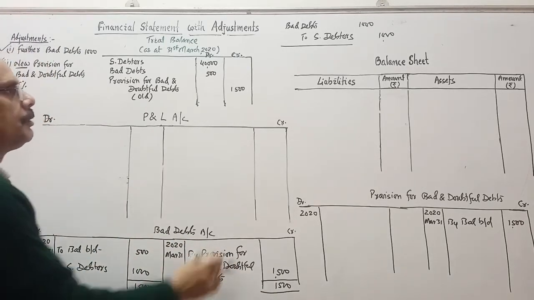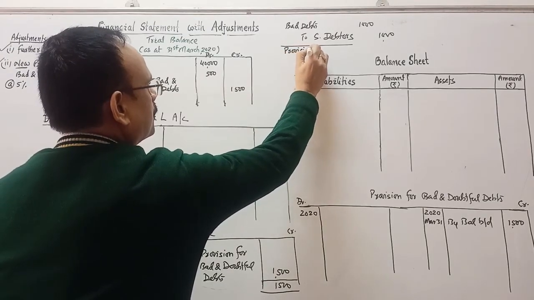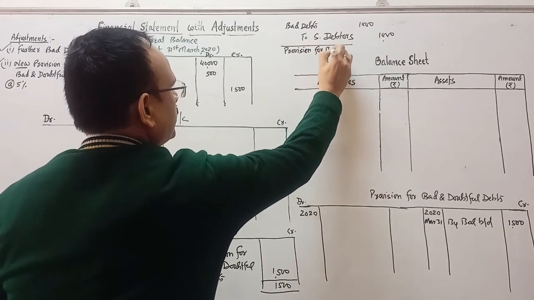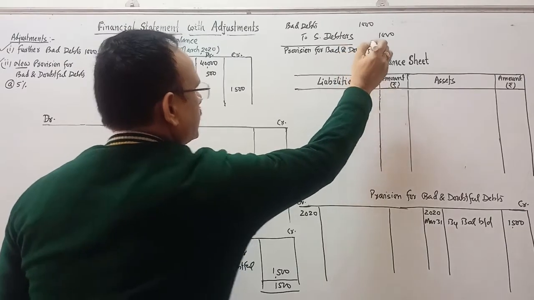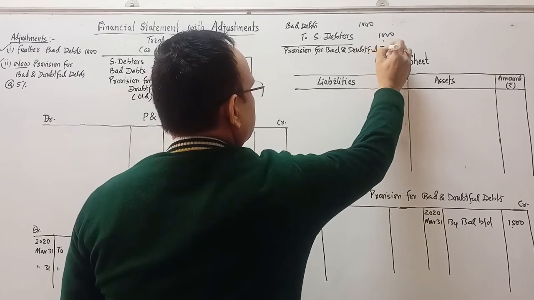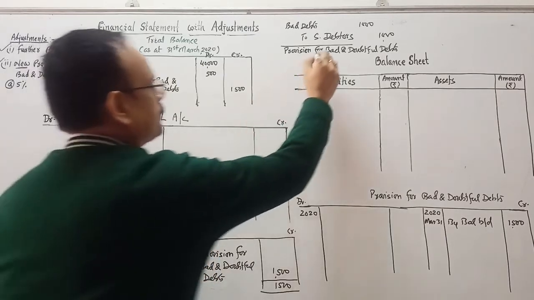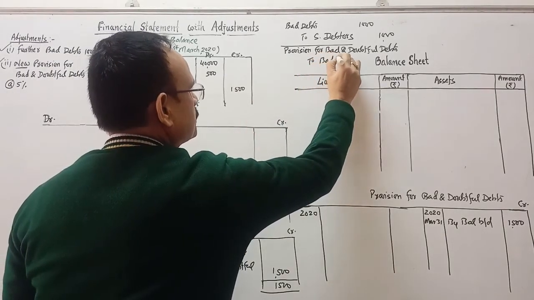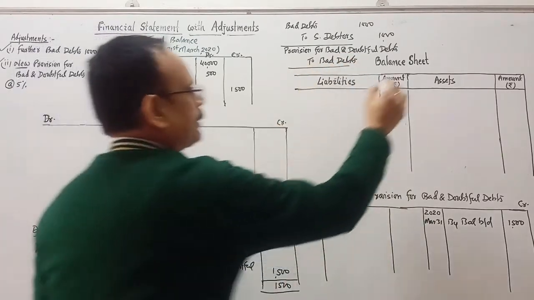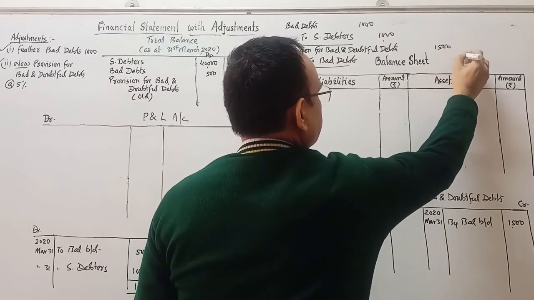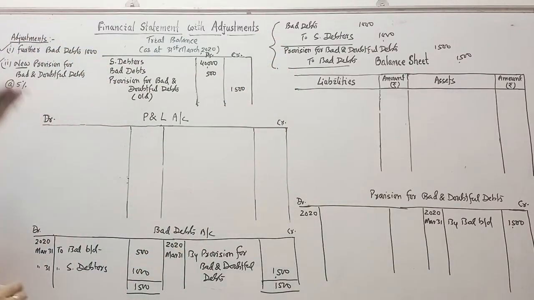So what is the journal entry? Provision for bad and doubtful debts account debit to bad debts account 1500. This will be the adjusting entry. These are the two adjusting entries. I have passed them for this.